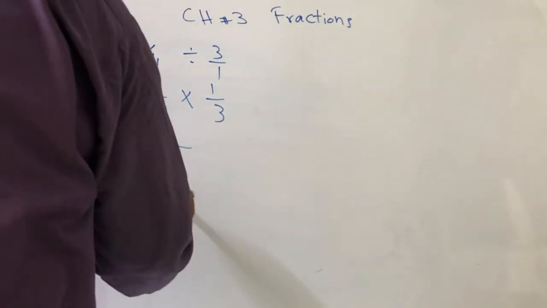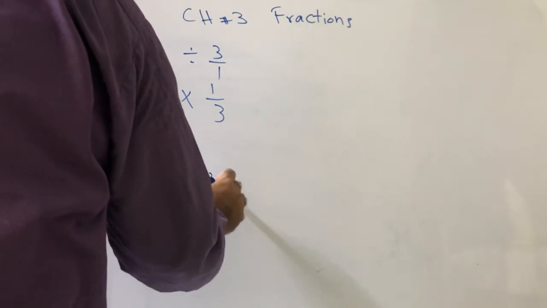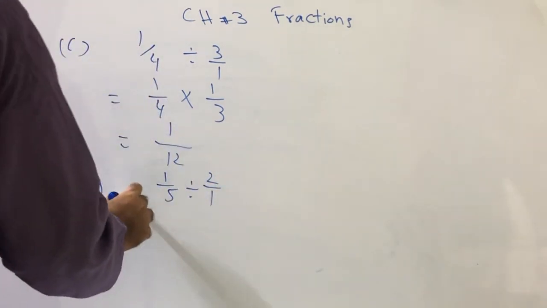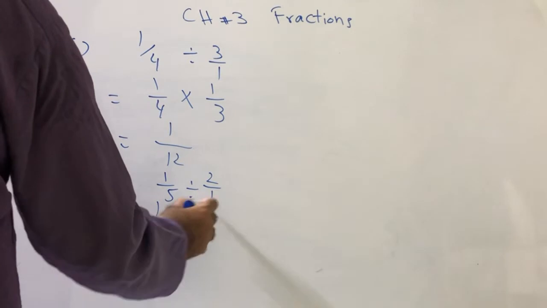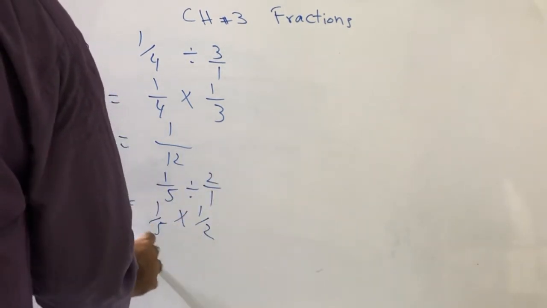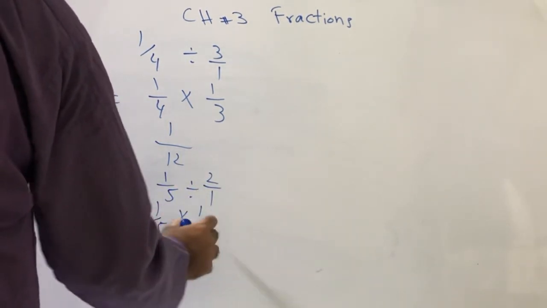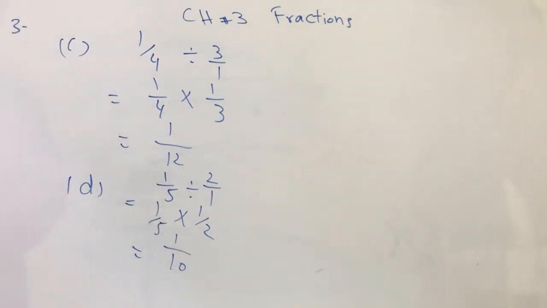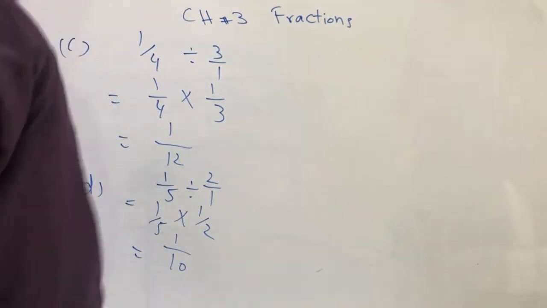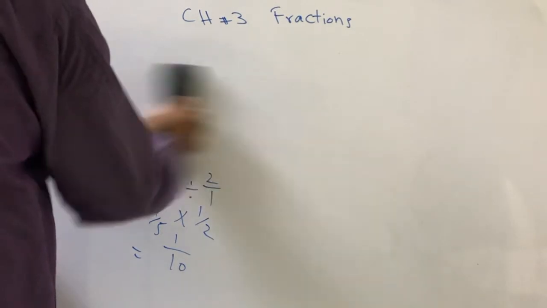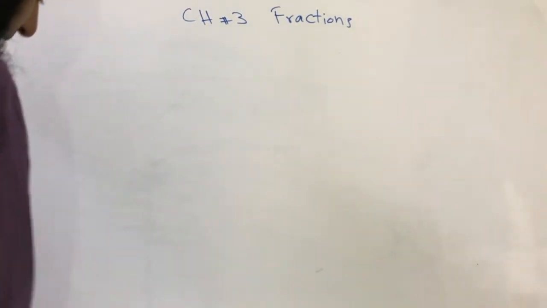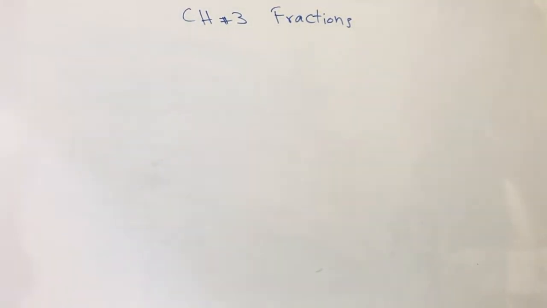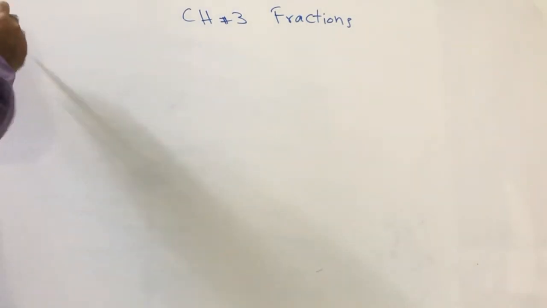Then 1 over 5 divided by 2. You know we can write 2 over 1, no issues. 1 over 5, it will be multiplied, it will be upside down, 1 over 2. Then we multiply 1 with the 1, 5 with the 2, 10. 1 over 10 is the answer for part D. So now we have solved all 4 A, B, C, D parts for question number 3. Now we will be moving for question number 4.